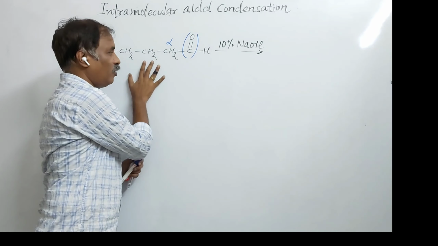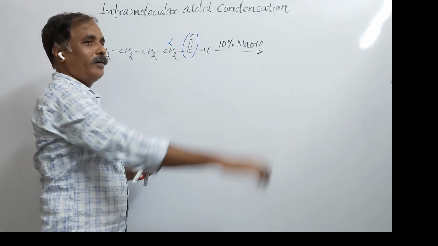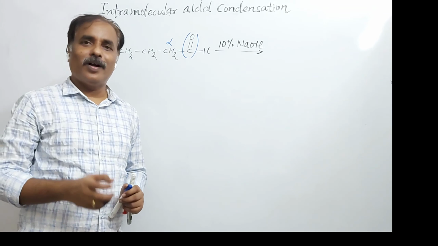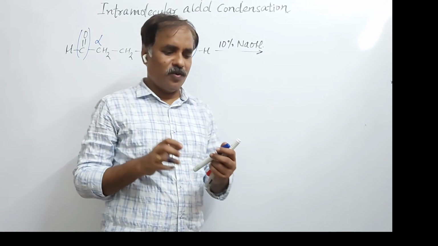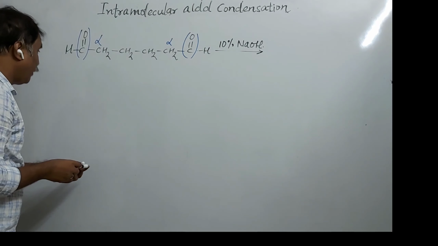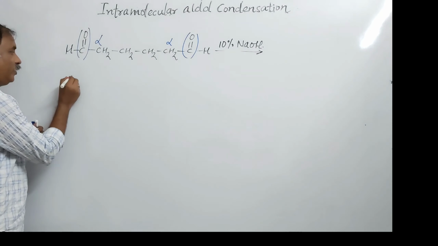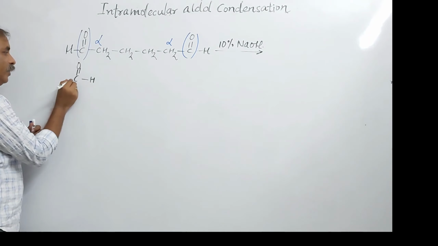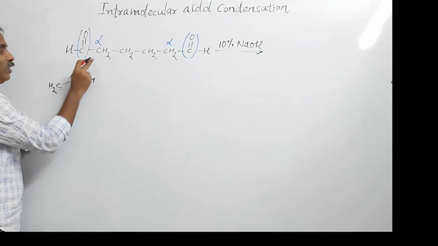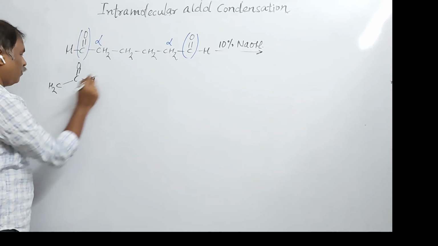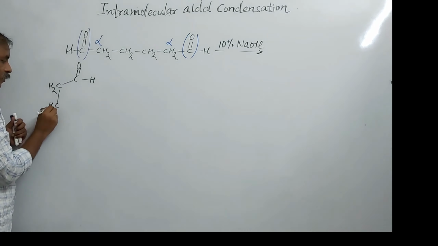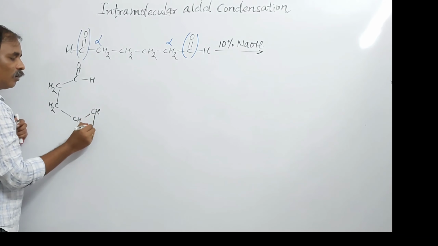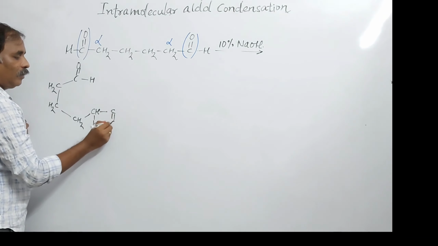Now the reaction of this aldehyde with what? 10% sodium hydroxide. This is a strong base. What is the role of the base? To abstract acidic hydrogen. See here how this reaction takes place. I will write the given compound like this. Here, how many methylene units? 1, 2, 3, 4.